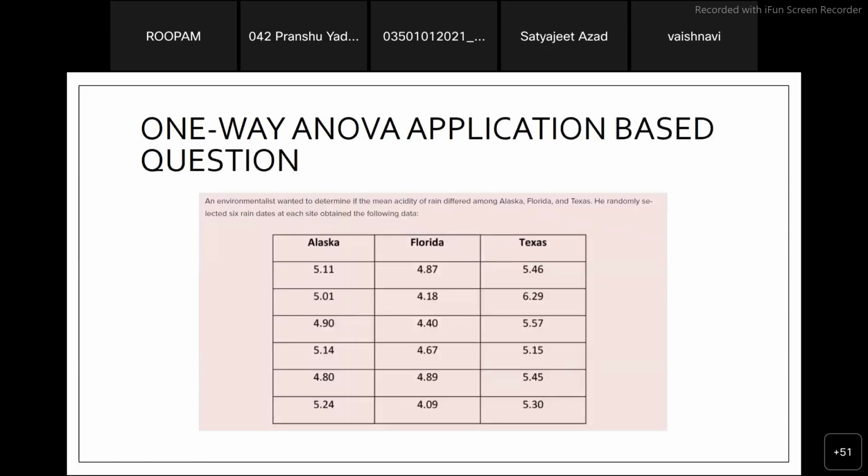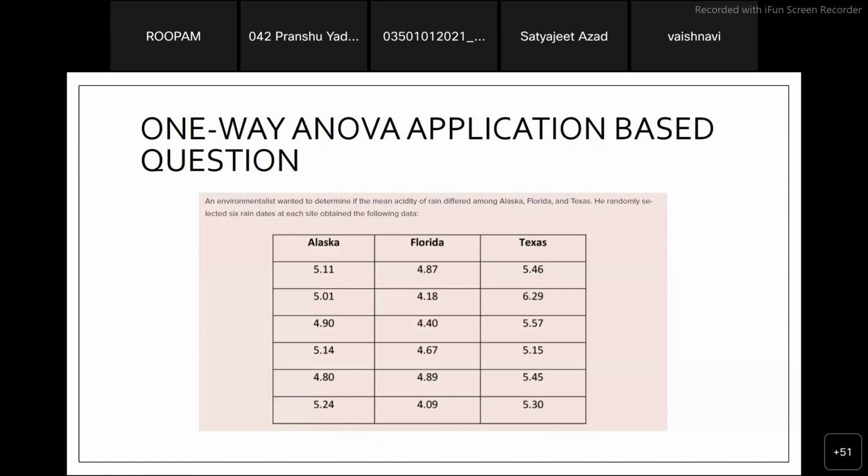Okay, so this is one more case. I'm showing you the case first so that you can have an idea where you can apply at least ANOVA. I'm just showing you the data set first, and the example, obviously. Let's say an environmentalist wanted to determine if the mean acidity of rain differed among Alaska, Florida, and Texas. He randomly selected 6 rain dates at each site and obtained the following data.